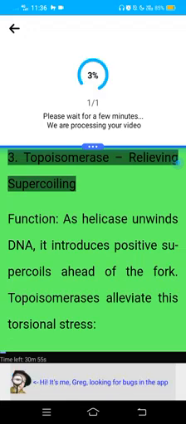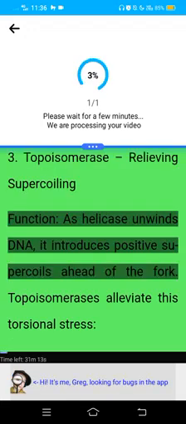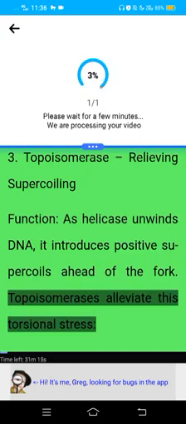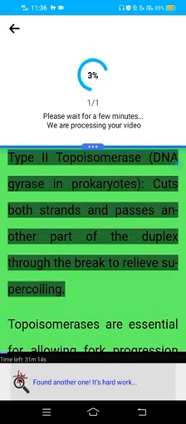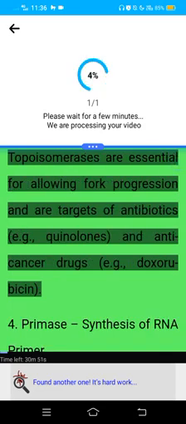3. Topoisomerase, relieving supercoiling. Function: As helicase unwinds DNA, it introduces positive supercoils ahead of the fork. Topoisomerases alleviate this torsional stress. Type 1 topoisomerase cuts one strand of DNA to relieve tension and then religates it. Type 2 topoisomerase, DNA gyrase in prokaryotes, cuts both strands and passes another part of the duplex through the break to relieve supercoiling. Topoisomerases are essential for allowing fork progression and are targets of antibiotics, e.g., quinolones, and anti-cancer drugs, e.g., doxorubicin.